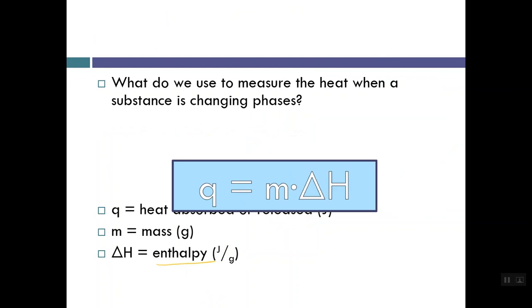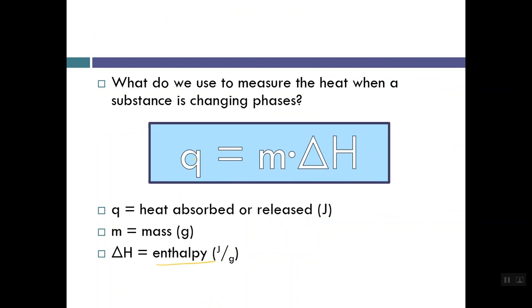And the equation for that would be this one. So we still have Q for heat, and we still have M for mass. But now we have this delta H for heat. It's the change in heat between the products and the reactants.